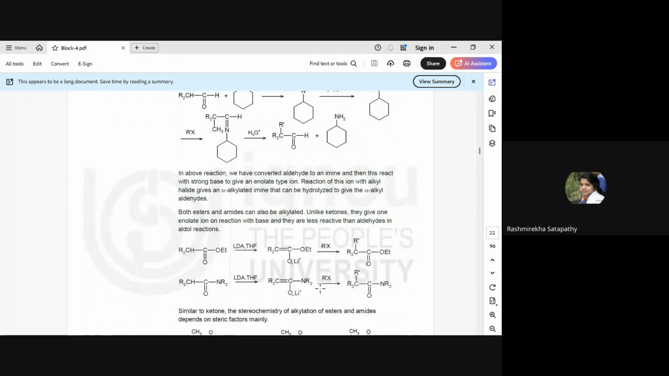In the above reaction, we have converted the aldehyde to an imine, and then this reacts with a strong base to give an enolate type reaction. Reaction of this ion with an alkyl halide gives an alpha alkylated imine that can be hydrolyzed to give the alpha alkyl aldehydes. Both esters and amides can also be alkylated. Unlike ketones, they give one enolate ion on reaction with base, and they are less reactive than aldehydes in aldol reactions.